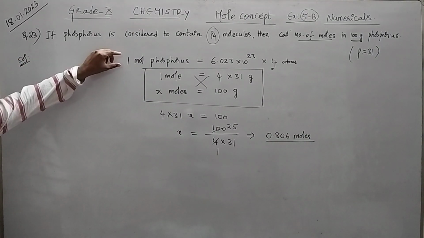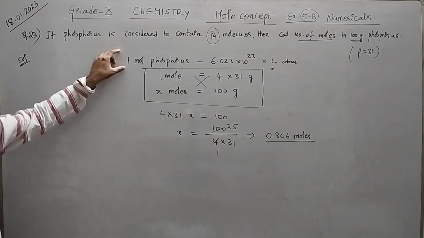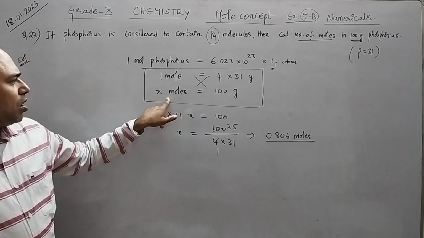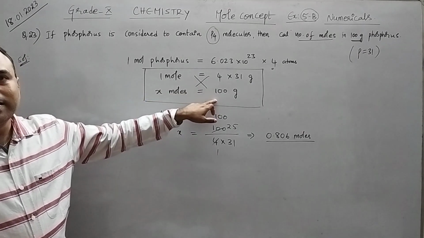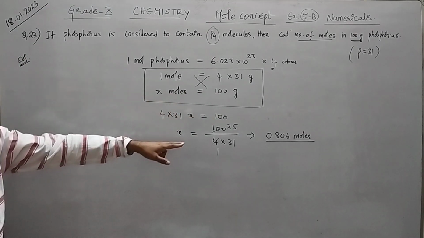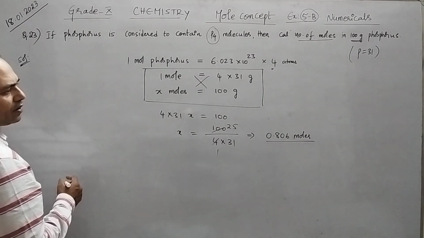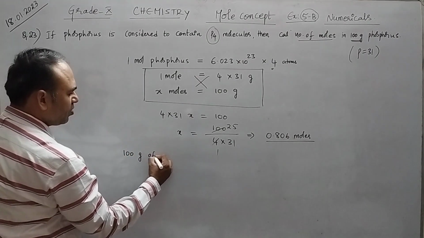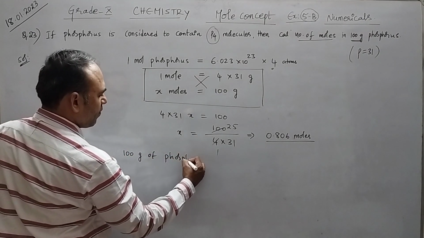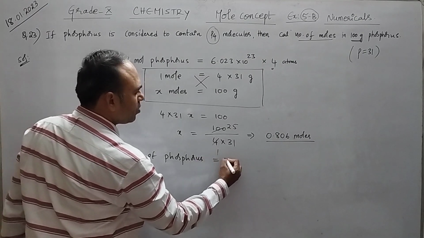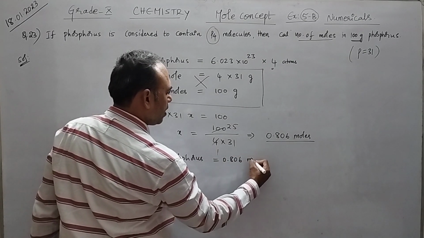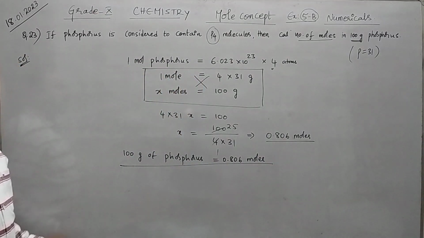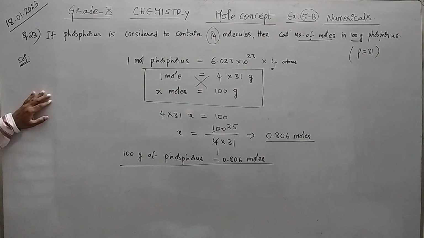I hope you have understood. First calculate what will be the mass of 1 mole phosphorus. 1 mole phosphorus is 4 into 31 grams. And now how much will be for 100 grams of phosphorus? You have to calculate X moles. So X is nothing but 0.806 moles. We can write like this: 100 grams of phosphorus is equivalent to 0.806 moles. Hope you have understood this. Copy the solution. Let us move to question number 24.